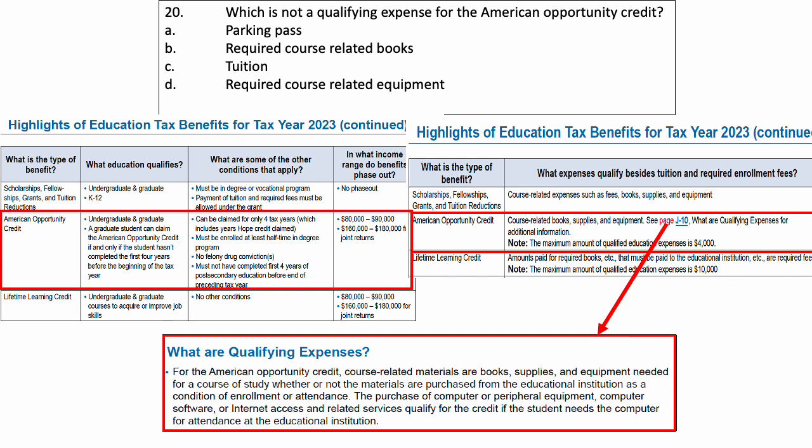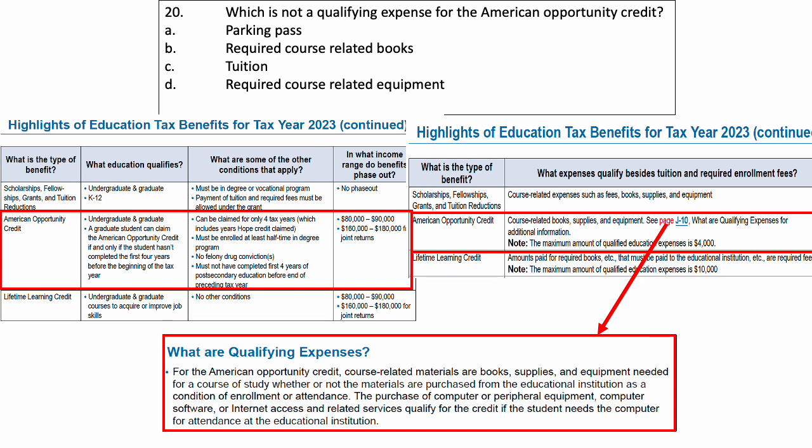And what you'll see here are 3 different sections. So you can be all over the place in the 4012. It's pretty well organized, but in general, they're all within the same tab. And on the left here, there's a red box that says what education qualifies, some other conditions, and so forth. Then there's another page, where I found the one on the right, where it says what expenses qualify besides tuition and required enrollment fees.